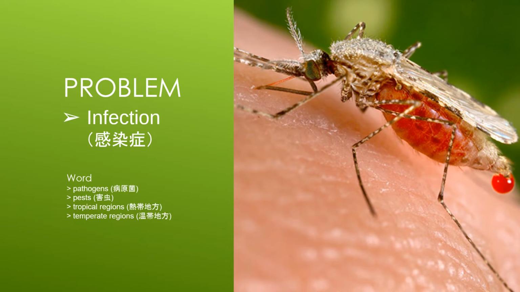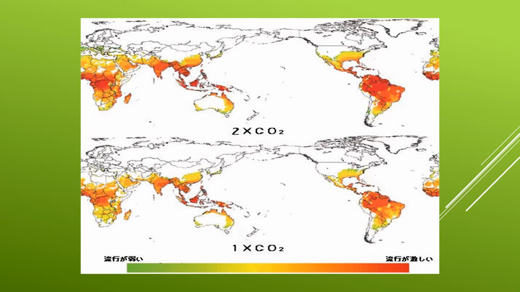The second problem is about the spread of infection. There are two reasons that cause infections, such as malaria, to expand. There is a figure. It shows the relationship between infection and CO2. The upper figure has twice as much CO2 as the lower figure. The higher the CO2, the higher the temperature.